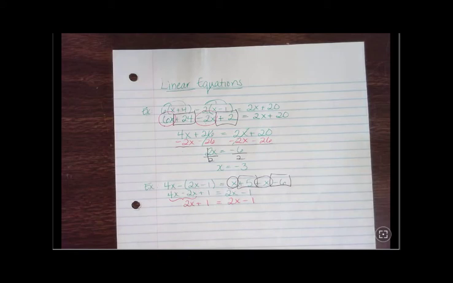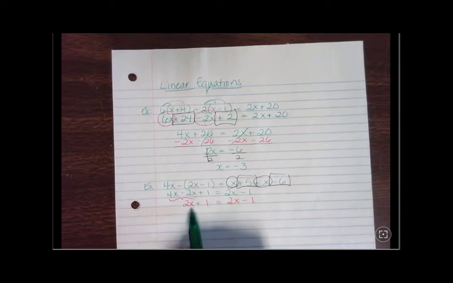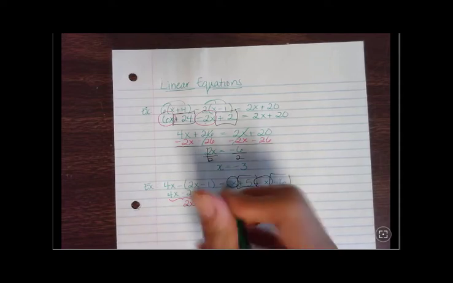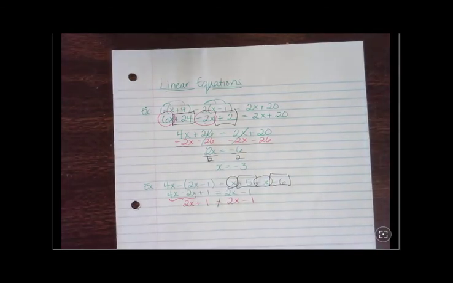Now, if I were to go a little bit further, if I move my 2x's over, I would get that 0x or 0, and then I'd have positive 1 equals negative 1. I can look at it from this point, and I can see that 2x plus 1 is not equal to 2x minus 1, and I could stop there.